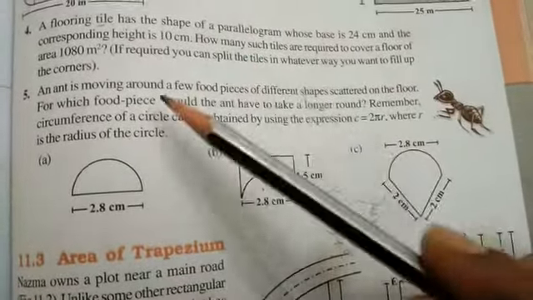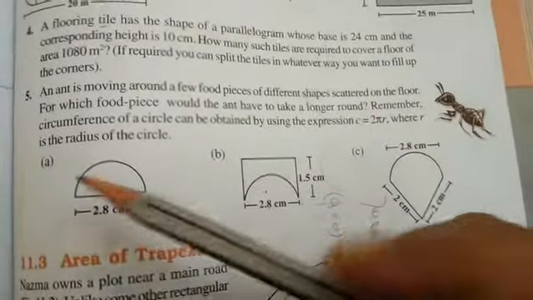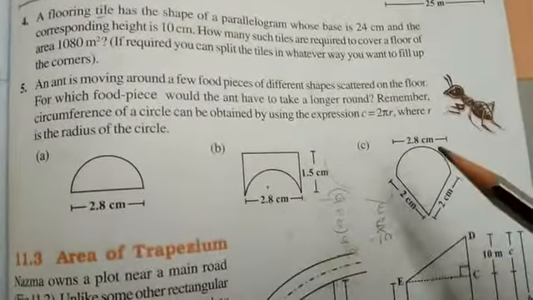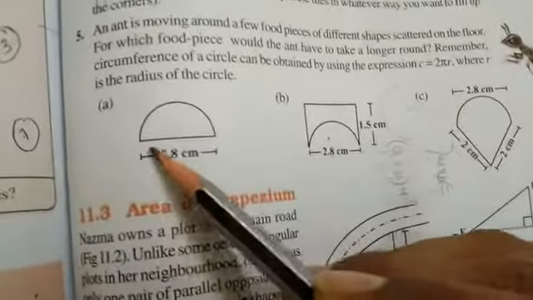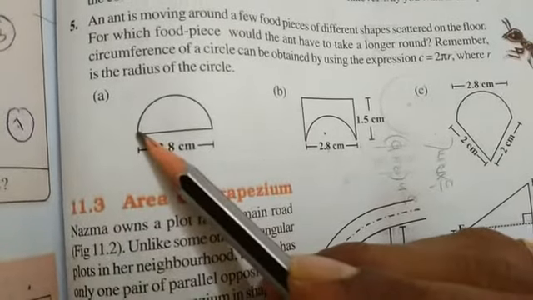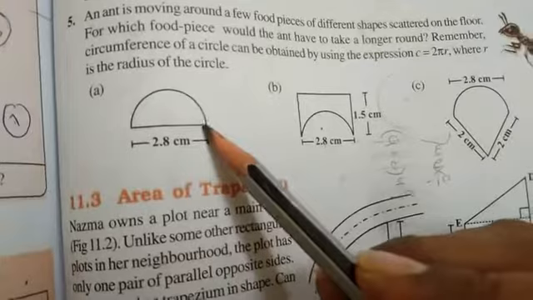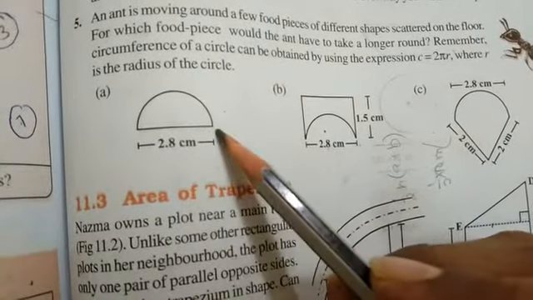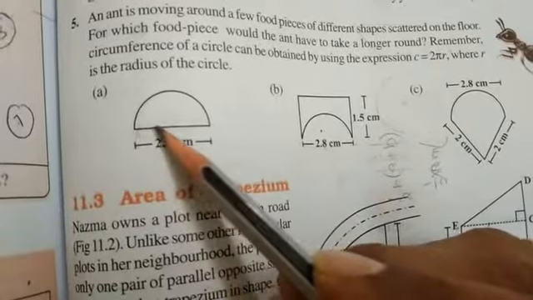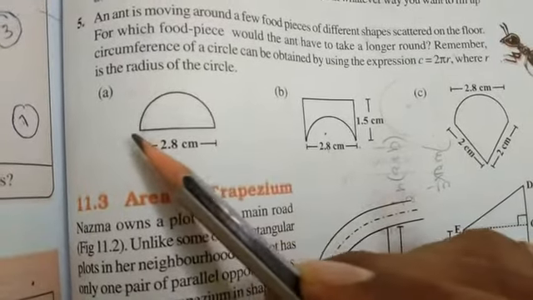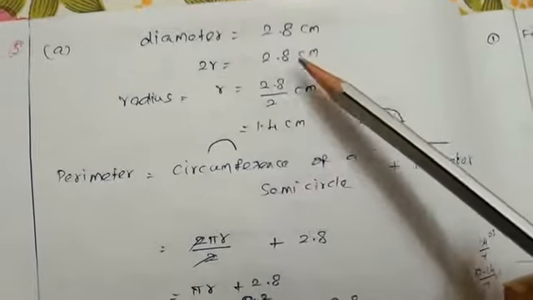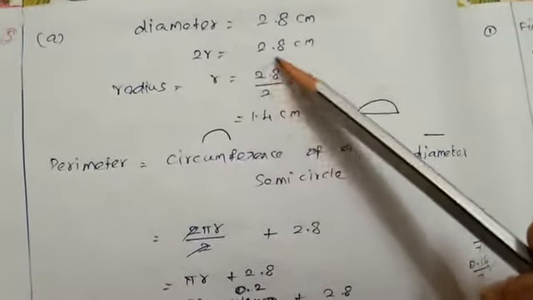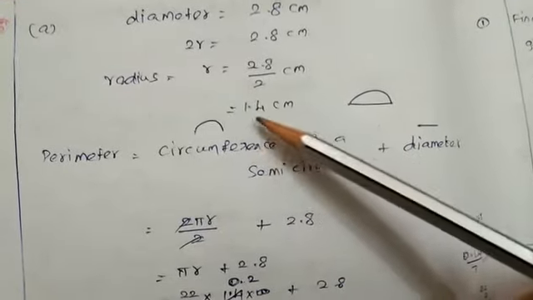An ant is moving around a foot piece. So that is just to find the perimeter of the given shape. For the first one, 2.8 centimeter is given. You start at the starting point here, no, this is the diameter. Next you move this side. We need to cover all those lines, no. So starting point, line 2.8 centimeter. This is the circumference of a semicircle. Diameter equal to 2.8 centimeter, that is 2r equal to 2.8 centimeter. So r equal to 2.8 divided by 2, so 1.4 centimeter.